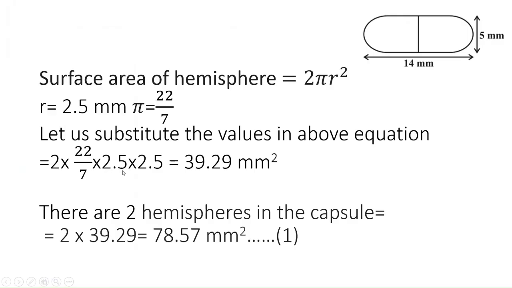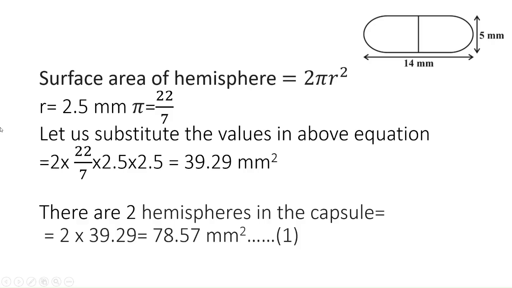After substituting the values, what did we get? 2 into 22 by 7 into 2.5 into 2.5, which is 39.29 square millimeters. There are two such hemispheres, one on each side of the capsule. That is why we multiply the surface area of one hemisphere by two, to get the area of both hemispheres. So 2 into 39.29 gives 78.57 square millimeters.